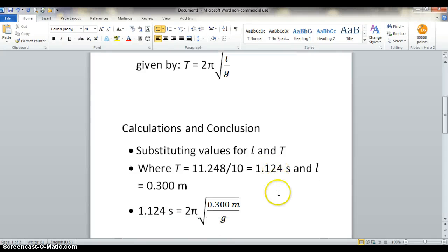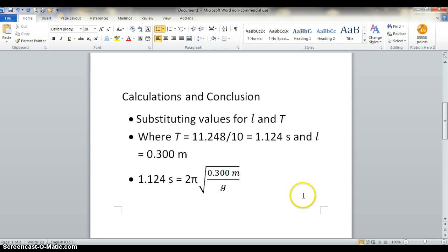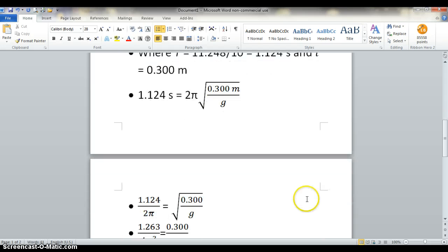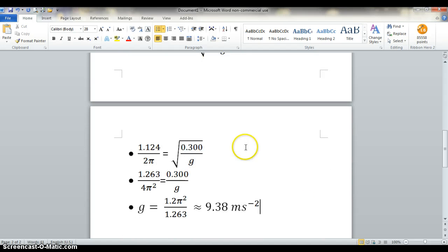Now, substituting the values into the formula we see here, we further simplify and calculate, manipulating variables until we get g as the subject of our equation. 1.2 pi squared divided by 1.263 gives us an approximation of gravitational acceleration, which is 9.38 meters per second per second.